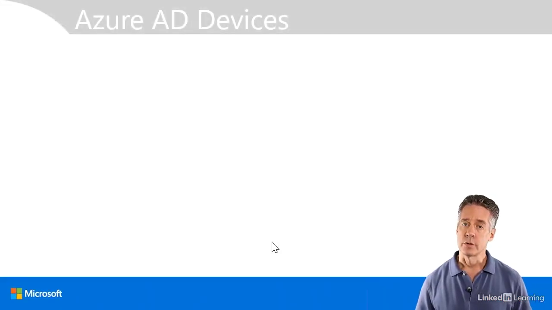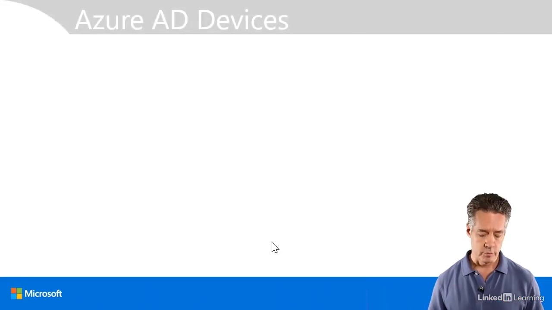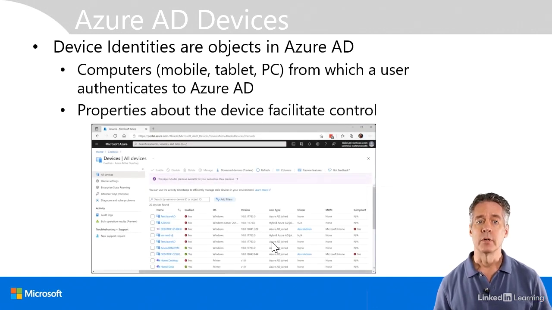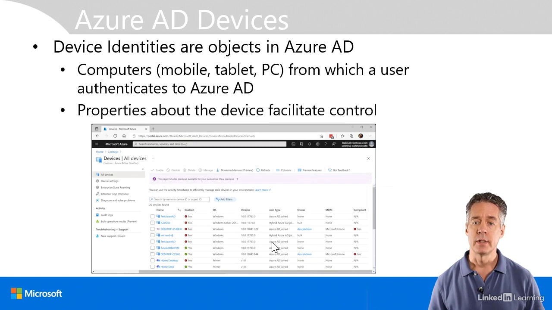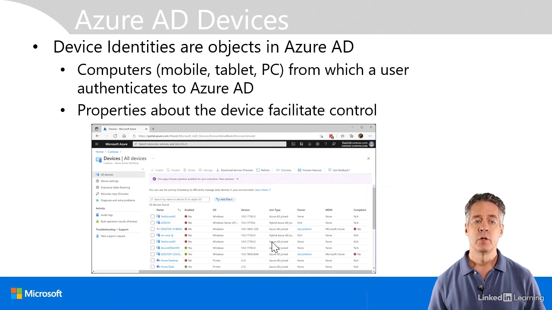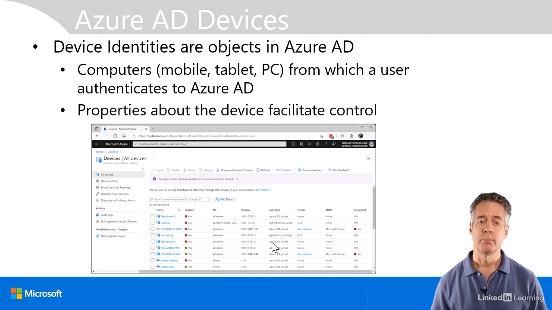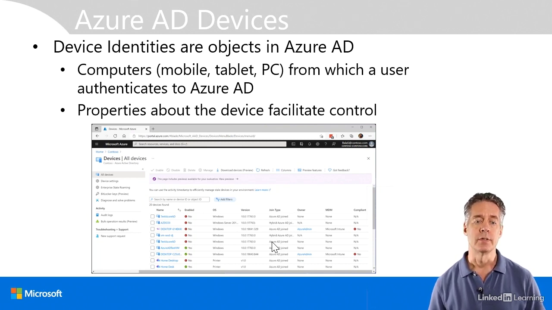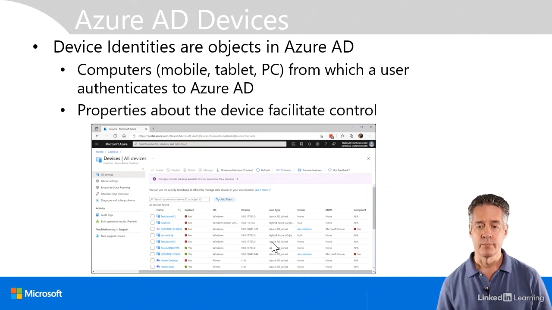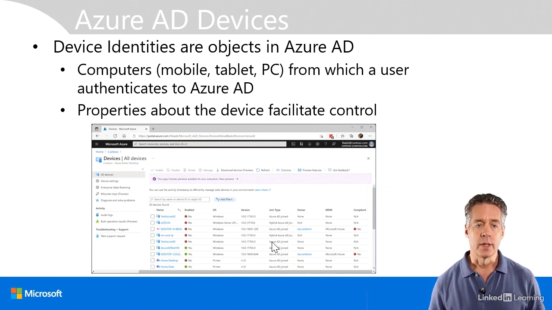In addition to users and groups in Azure AD, you can also track devices. So a device is a computer, like a mobile, tablet, or a PC, which a user uses to authenticate to Azure AD. You don't add these devices, but you can manage them in Azure AD. You can see the operating system that's being used and version. You can see what's called a join type, which we'll talk about shortly. And you can enable and disable these devices.